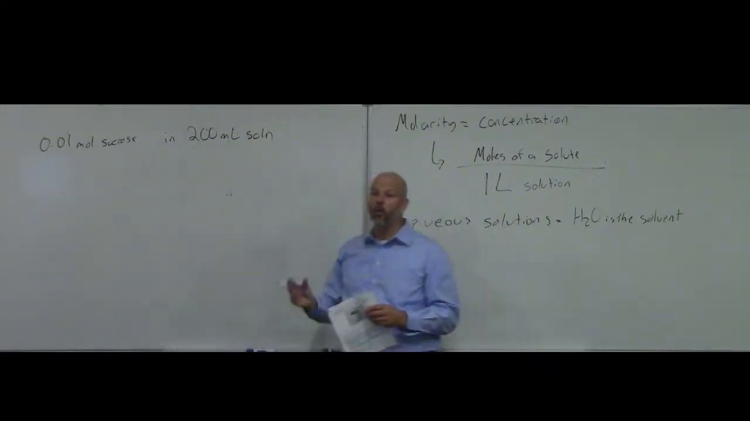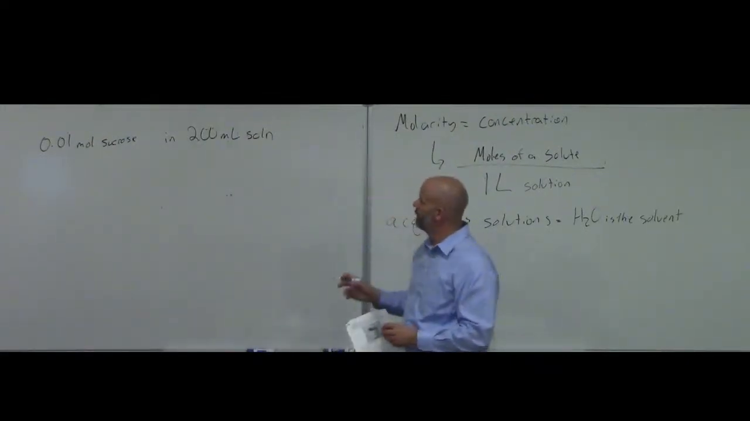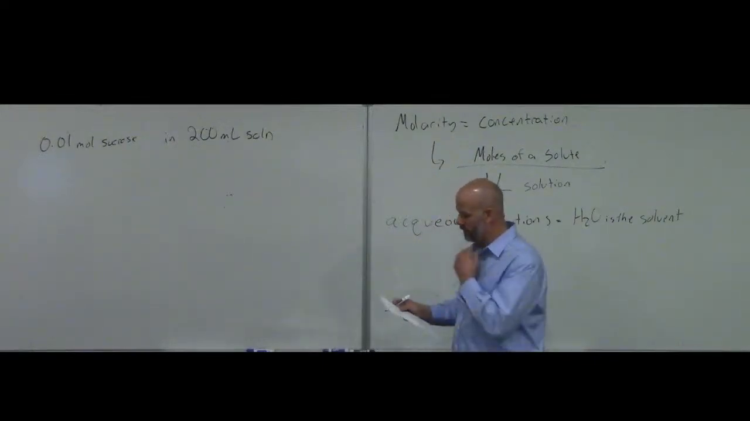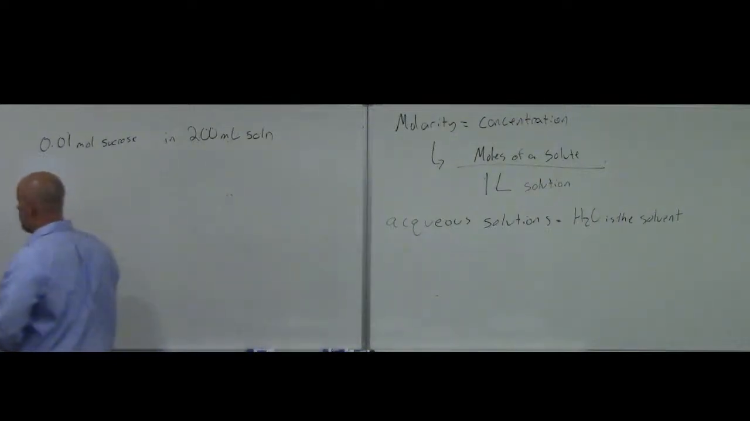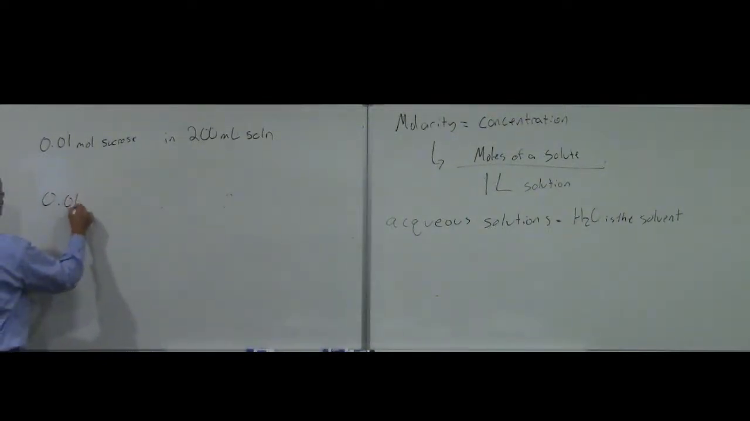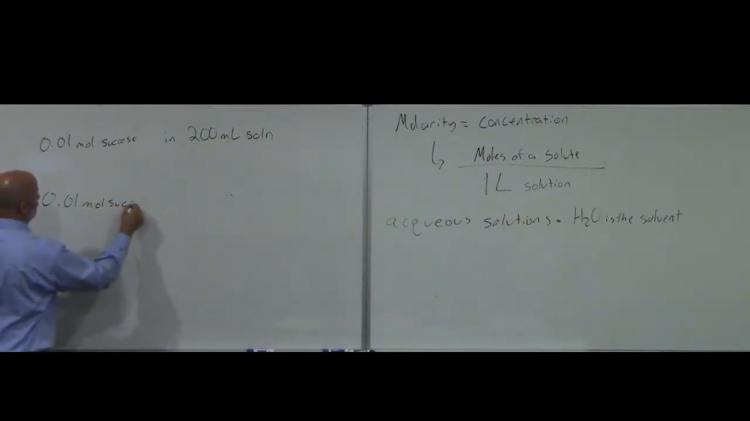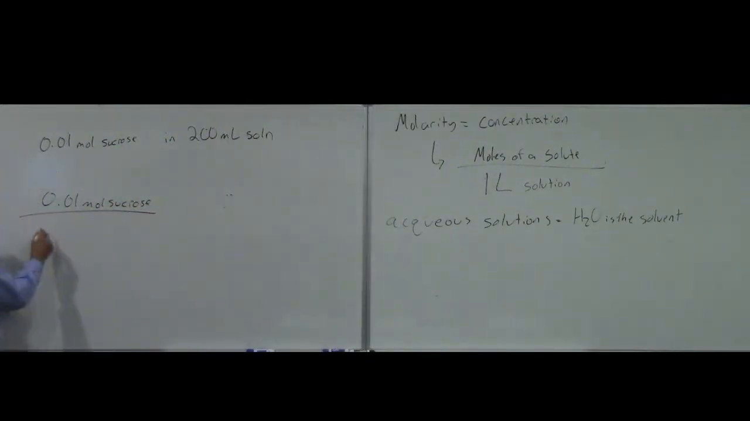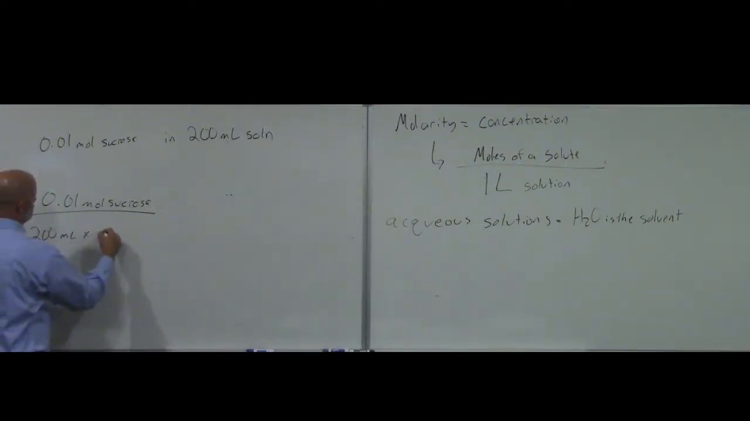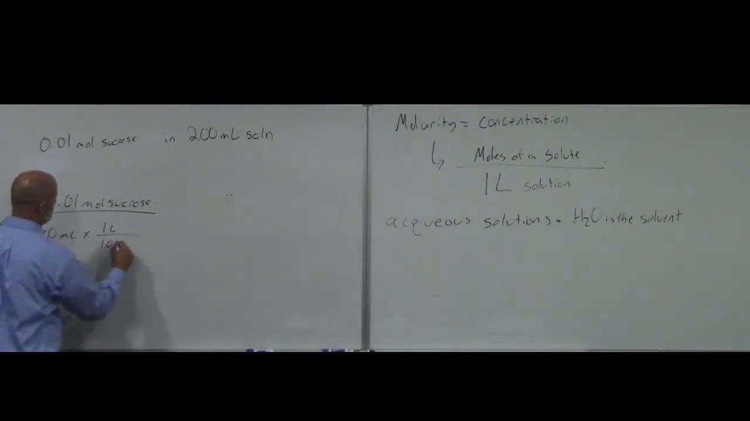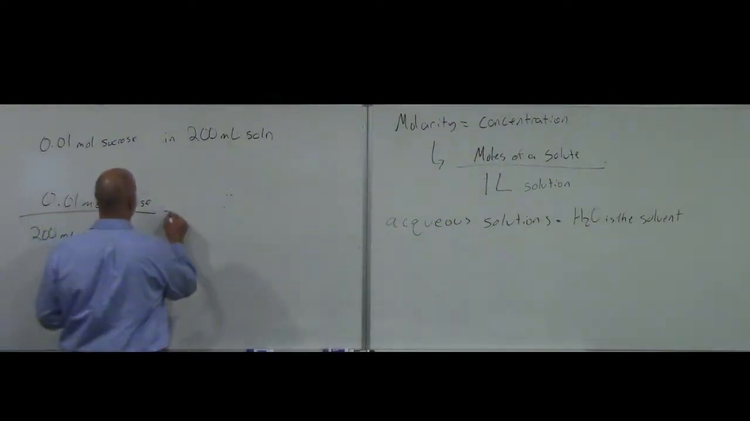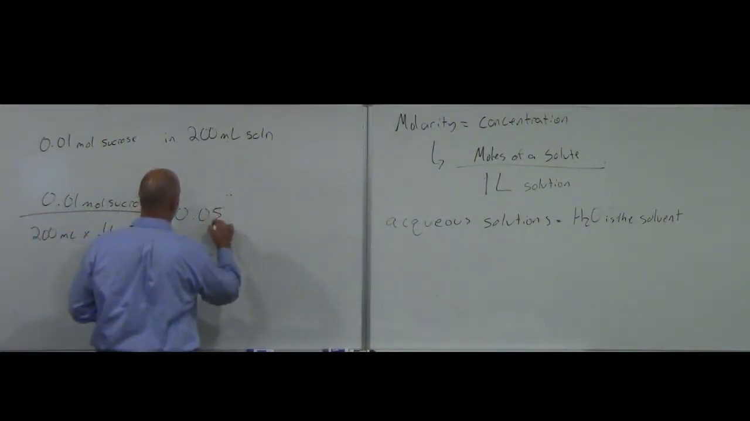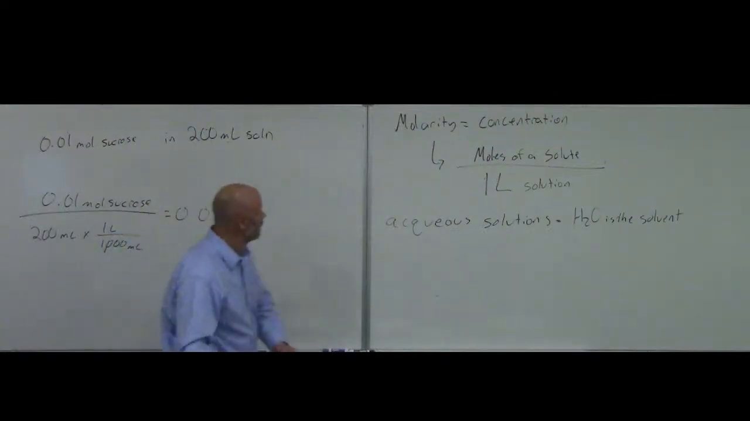So I'm looking for moles per liter, right? So this isn't too hard. What do I do here? Moles, so it's 0.01 moles over 200 milliliters times 1 liter over 1,000 milliliters, right? So what's my answer? 0.05.